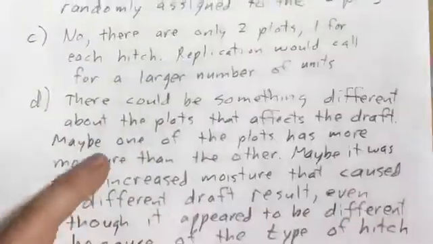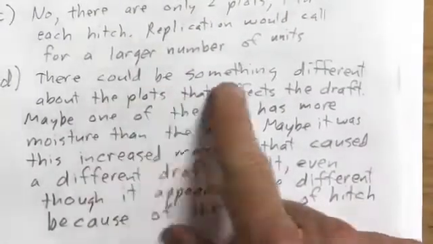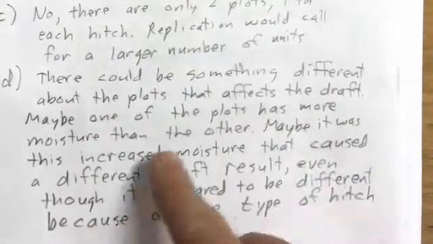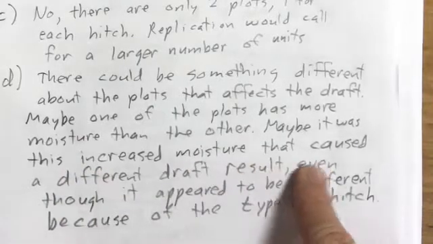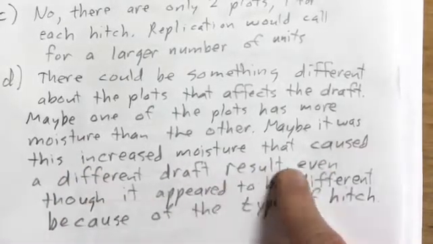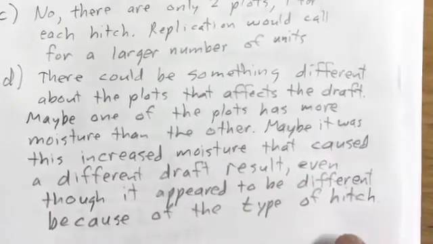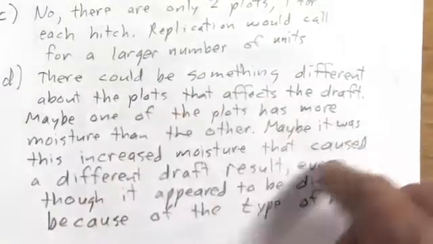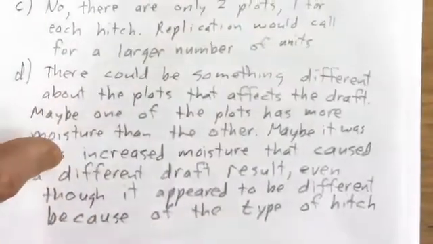For instance, maybe the moisture in the ground is different in the two plots. There could be something different about the plots that affects the draft. Maybe one of the plots has more moisture than the other. Maybe it was this increased moisture that caused a different draft result, even though it appeared to be different because of the type of hitch. And so I've connected our three variables there: the type of hitch, the draft, and then the plot, the different plot. The moisture, in this case, the moisture in the plot. So that's number 5.